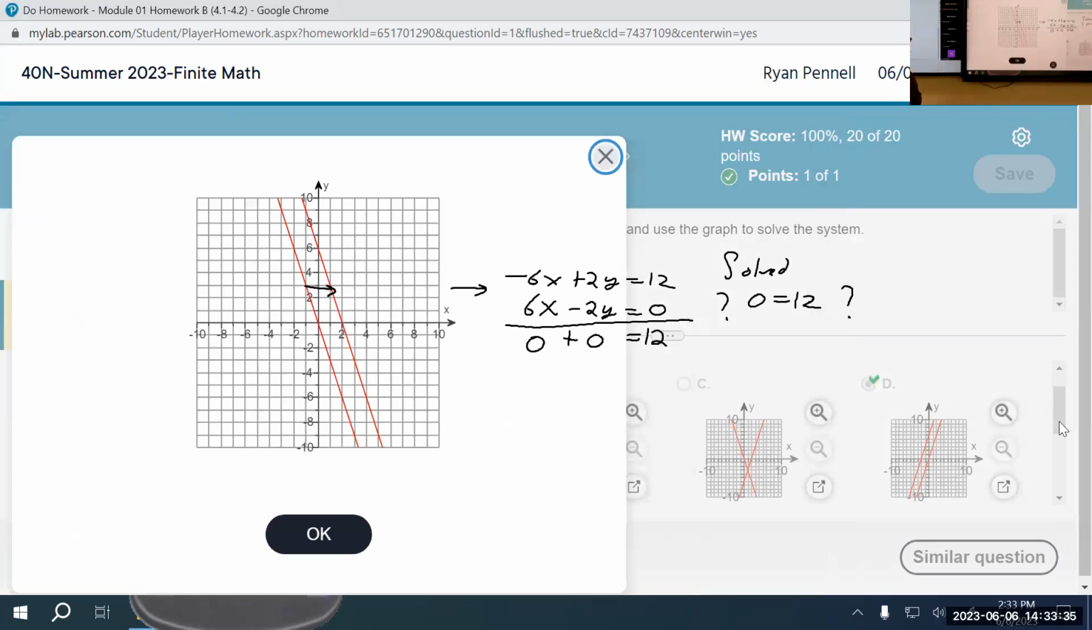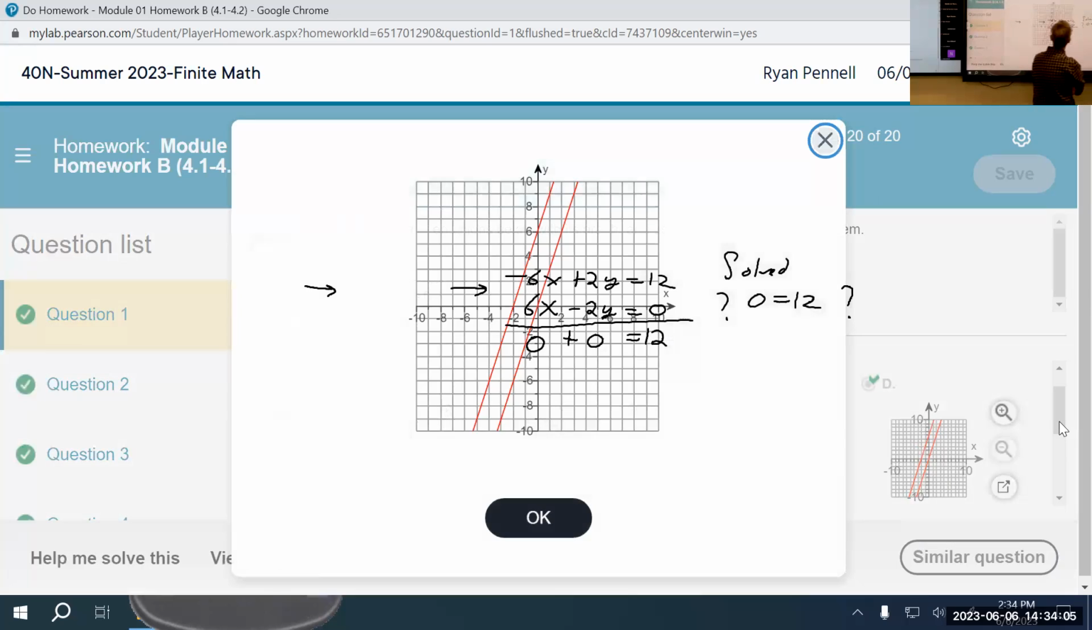Those are parallel lines. It does go through 0, 0. That's what I need it to. It has the wrong y-intercept. It is parallel. That's what I need. It isn't the same line. That's what I need. It goes through 0, 0. That's what I need. But it has the wrong y-intercept. So it's close, but it's not perfect. So I don't think it's this one. Now I'm down to this one.